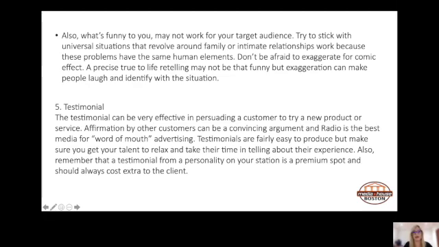Also, remember that a testimonial from a personality on your station is a premium spot and should always cost extra to the client. Why? Because it's also seen as a power spot. So it's seen as an endorsement, and endorsements cost more.